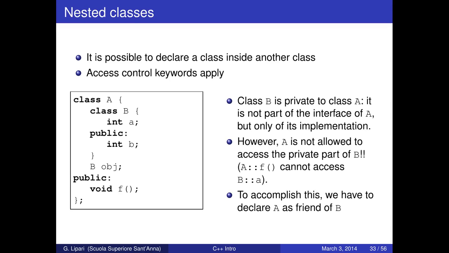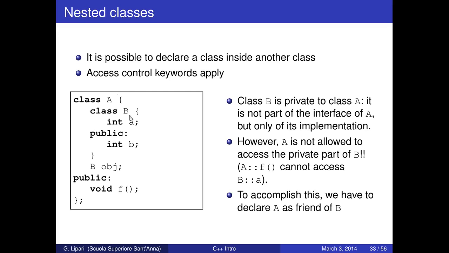To make things more complex, you can also nest class declarations. So you can have a class, and within that class you can define another class. So class B is private to class A. It's not part of the interface of A, but only of its implementation, and I define B inside A.